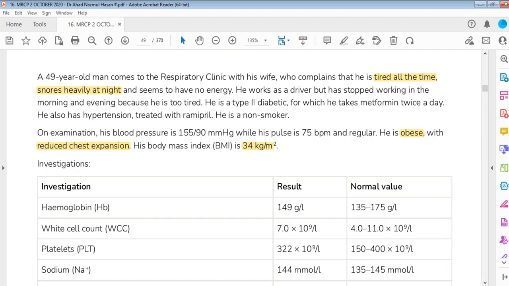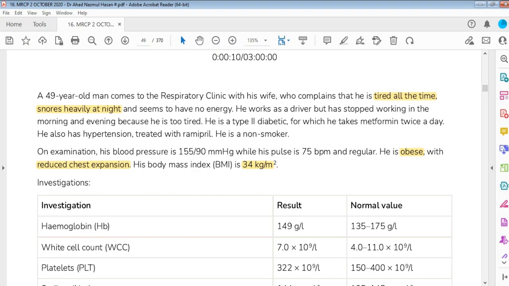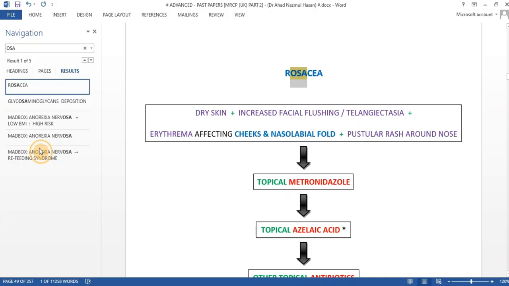This is not actually the obstructive sleep apnea syndrome. Look at the scenario very carefully. The patient has features of snoring, obesity, and there is significant elevation in the bicarbonate, pointing towards the metabolic compensation. This is actually a case of obesity hypoventilation syndrome.